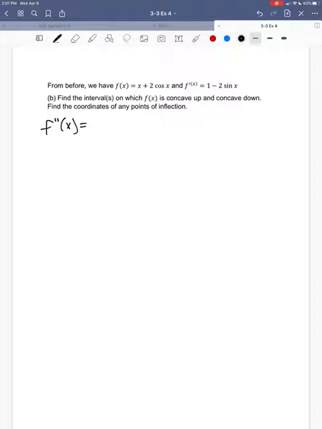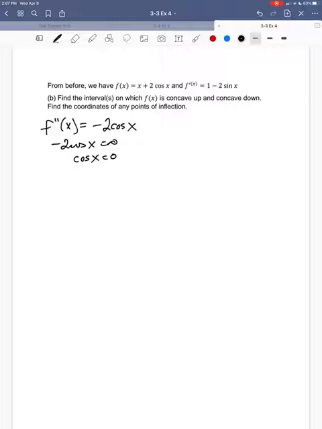Well, the derivative of 1 is just 0. The derivative of sine is just cosine. The negative 2 is going to go along for the ride. So I'm just going to get negative 2 times the cosine of x for my second derivative. We set that equal to 0 then. And when I divide by negative 2, then that tells me cosine x has to be 0.